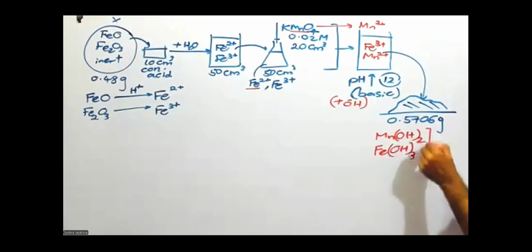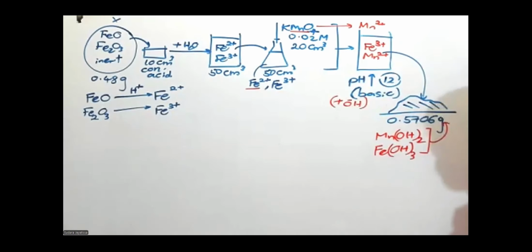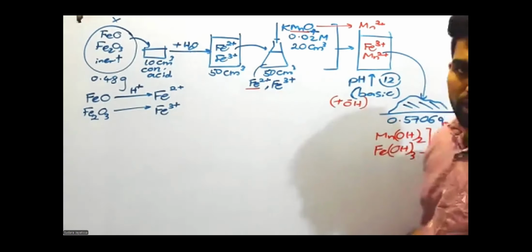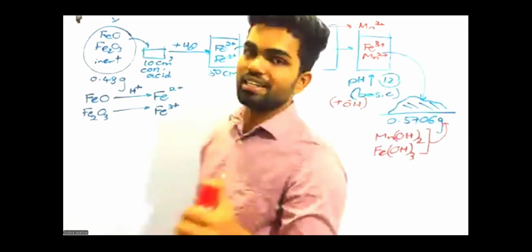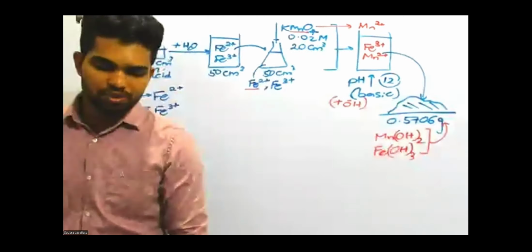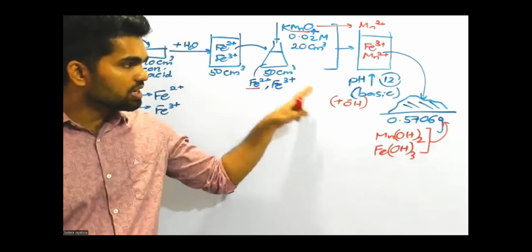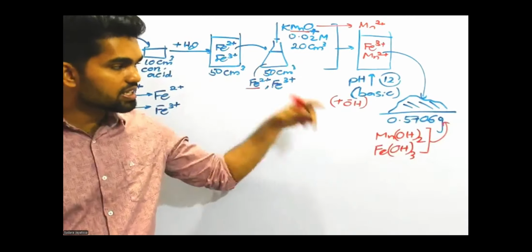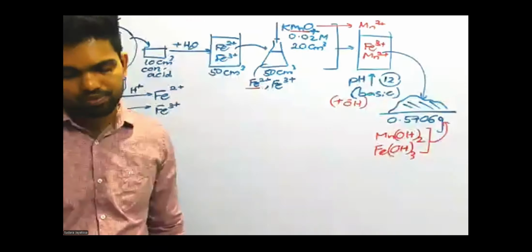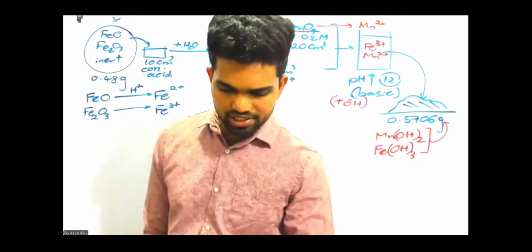Okay, so the mass of these two compounds is 0.75706, not only Fe3 plus, okay? You have to consider Mn2 plus also. That is the interesting part in this question. Not only one, you have to consider Mn also. So I mentioned that one in the question.